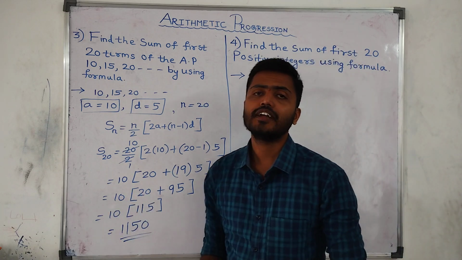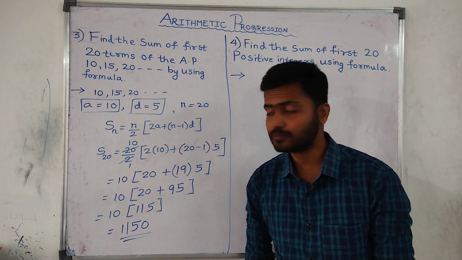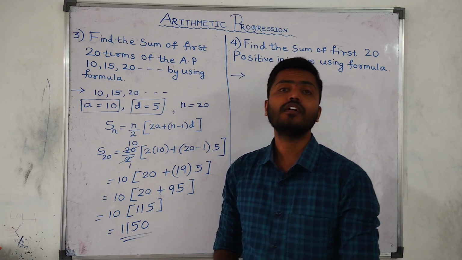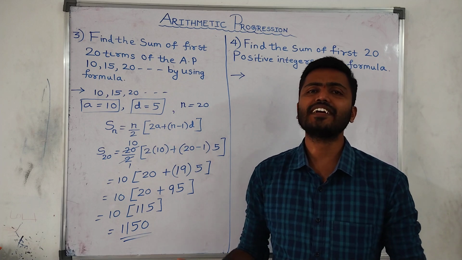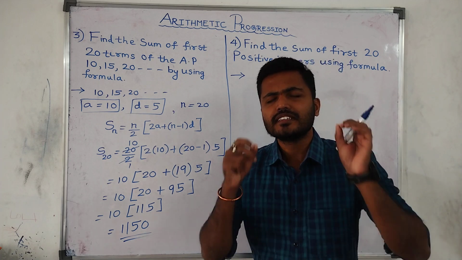So the sum of 20 terms of this arithmetic progression is going to be equals to 1150. Okay? It was a very simple question, my dear students.